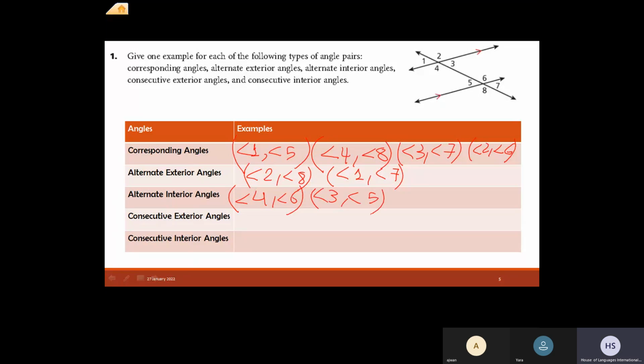Now, consecutive exterior angles. Yes, Ramin. They are outside. Yes, 1 and 8. Bravo. 2 and what? 7. Habiba, the last one, consecutive interior angles. 4 and 5. Bravo.